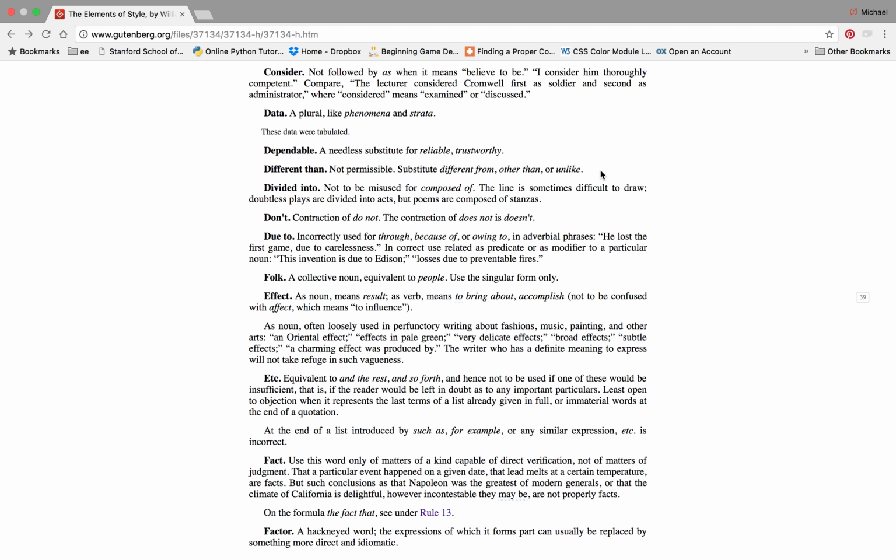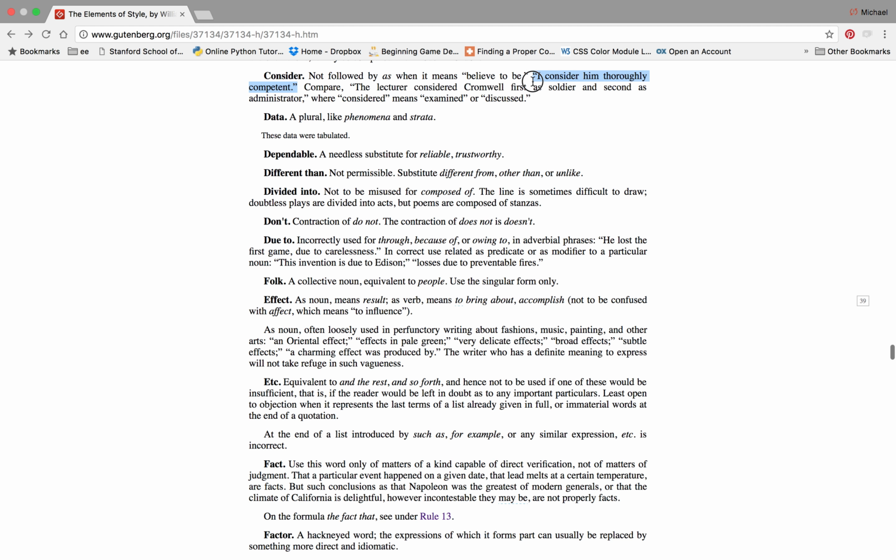So there are multiple reasons why you would want to finish your paper early and run it to your teacher. All right, the last C, consider. Not followed by as when it means believed to be. I consider him thoroughly competent. The lecturer considered Cromwell first as soldier and second as administrator, where considered means examined. The lecturer examined Cromwell first as soldier, or the lecturer discussed Cromwell first as soldier and second as administrator.